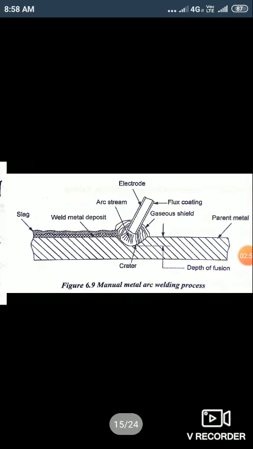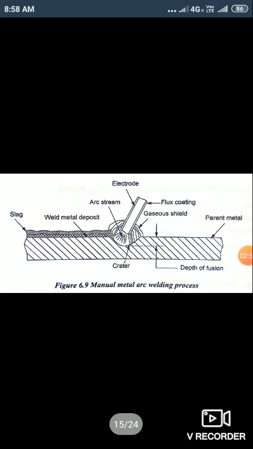Here we can see in the figure a flux coated electrode. A base metal or the parent metal is there, and we can see a metal deposit. Over that we can see the slag. Here we can also see the gaseous shield, or shielding gas, produced by the flux.